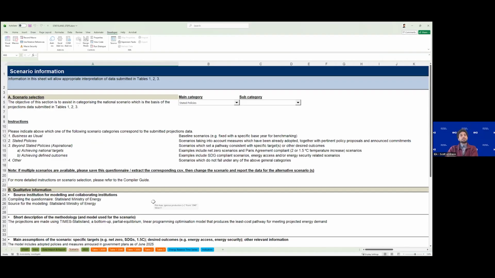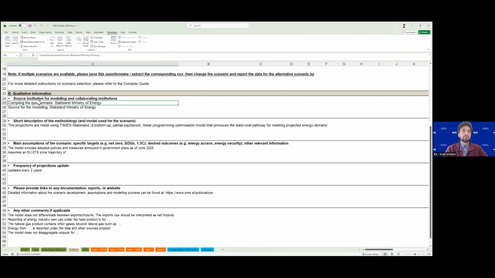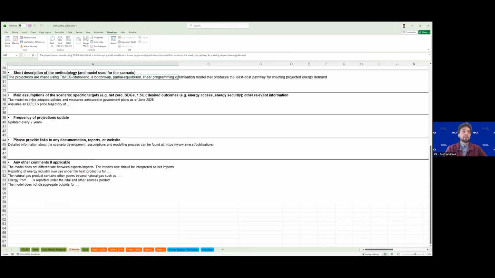I've populated this just for a fictitious country that we use a lot here at the IEA called Status Land. It's a very special country that has every energy product that you can possibly imagine. In this case, I've selected a stated policies scenario for Status Land in my reporting. As I mentioned before, I've highlighted that the Status Land Ministry of Energy is compiling the questionnaire and is also the one doing the modeling. Then I provided a short description saying we're using a TIMES model and described it a little bit in more detail there, as well as some of the main assumptions that underpin my scenario.